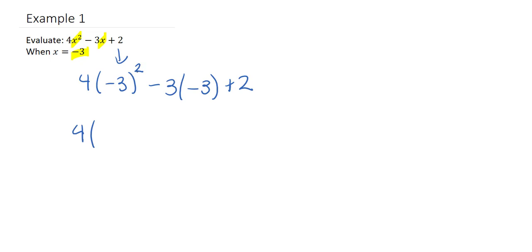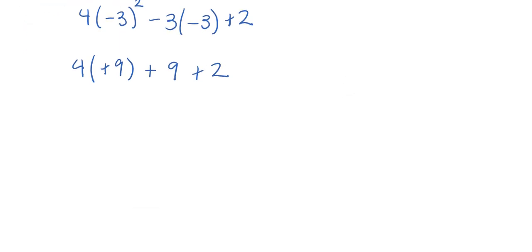So we're going to go 4. Then negative 3 squared is positive 9, because negative 3 times negative 3 is positive 9. Then we also have a negative 3 times negative 3 as we keep going to the right, so that's just going to be plus 9, and then plus 2. Then we're going to go 4 times 9, which is 36, plus 9 plus 2.